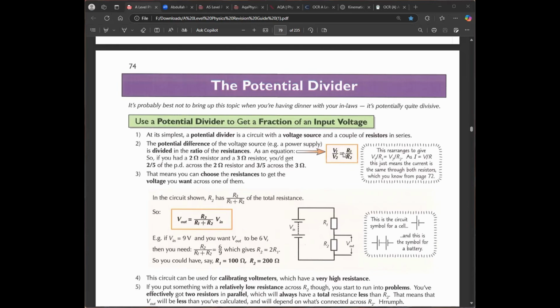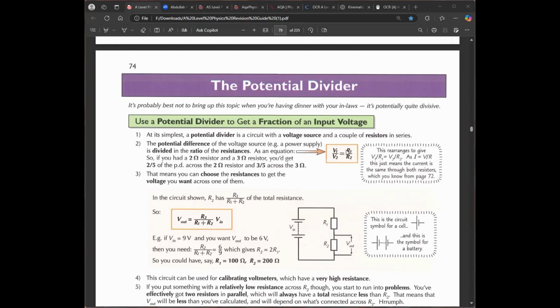They have shown you this equation, which is V1 over V2 equals R1 over R2. The potential difference of the voltage source is divided in the ratio of the resistances. So if you have a 2 ohm resistor and a 3 ohm resistor, you would get 2 by 5 of the potential difference. As the potential difference divides, the resistance also divides in a similar way, the same ratio. V1 over V2 equal to R1 over R2 holds because from V equals IR, we know that potential difference and resistance have a direct relation between them.